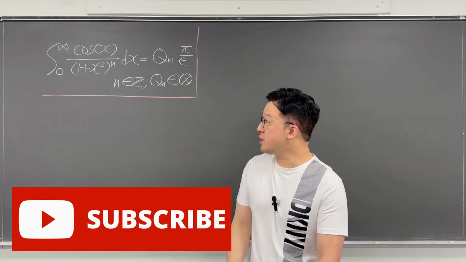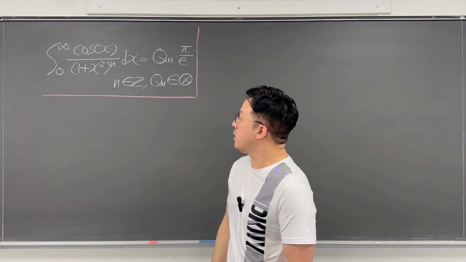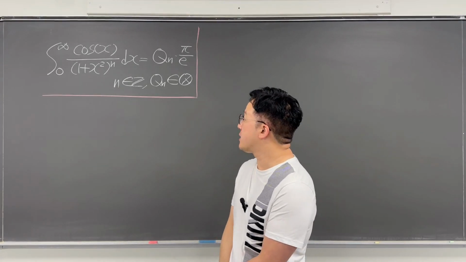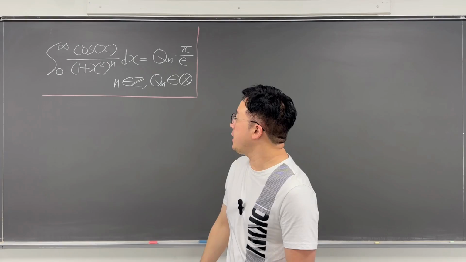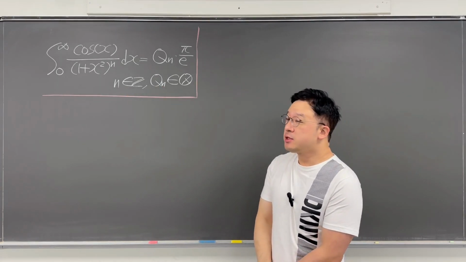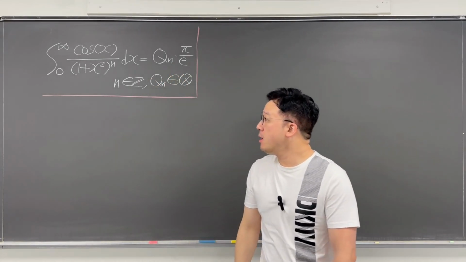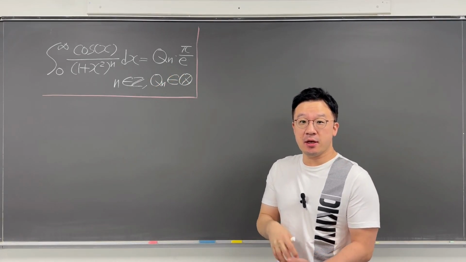Okay, here's the question. Evaluate this integral from 0 to infinity of cosine of x over (1 plus x squared) to the power of n dx is q_n times pi over e, where n is an integer and q_n is a rational expression. So the goal is to have some generalized rational expression on the right-hand side. So we will be using complex analysis, contour, and the residue.